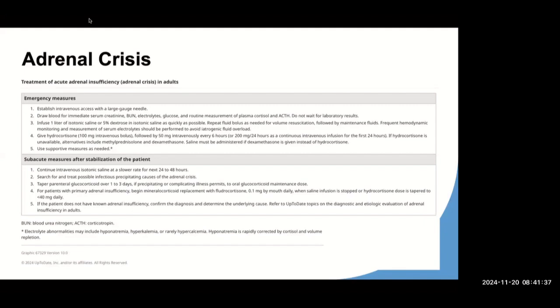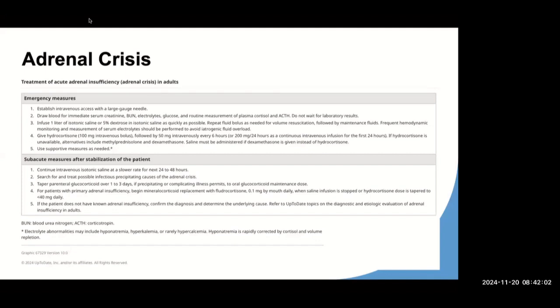What's important now is that you have to search for and treat the cause. If it's an infection, start antibiotics as well. Taper the glucocorticoid in the following days over 1 to 3 days. And if patients were already known to have primary adrenal insufficiency, then you have to start mineralocorticoid replacement with fludrocortisone by mouth daily.